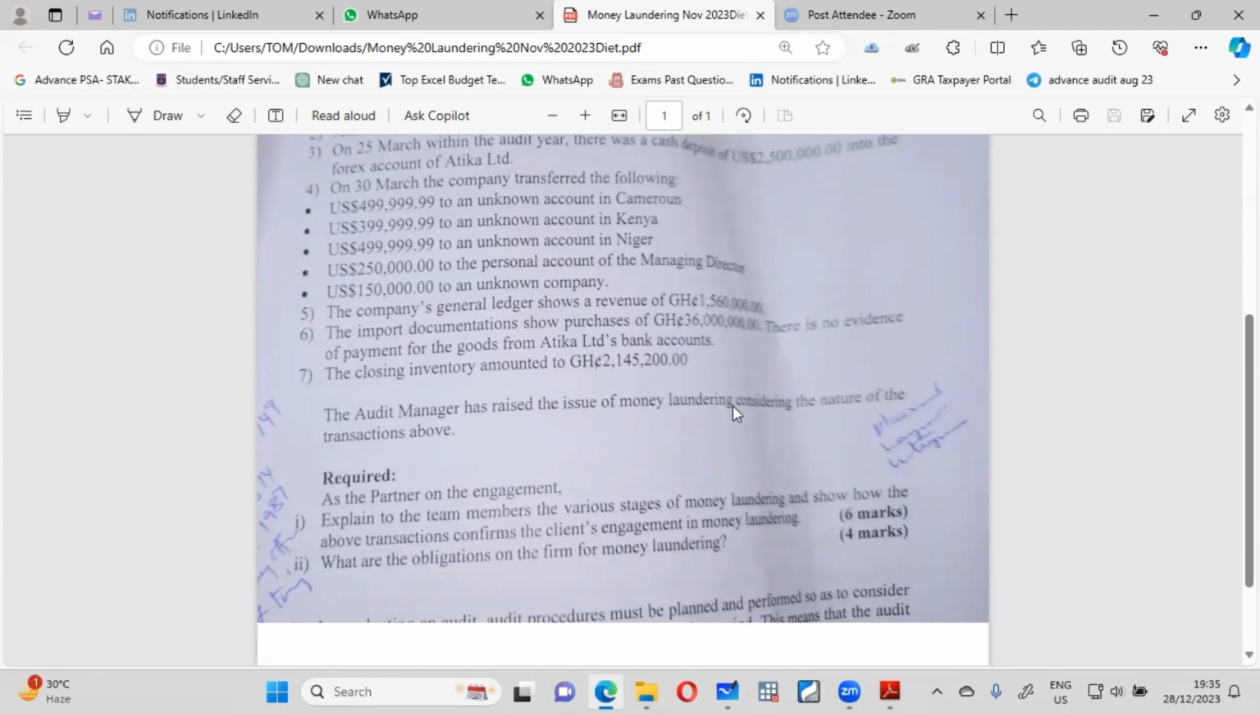So you are going to explain placement and pick something that is happening here to use as an example that this is placement. Then you explain layering and use something in this to explain that that is layering. The last one is integration. And use something in here to actually confirm that there is integration. Then the last one, what are the obligations on the firm for money laundering?